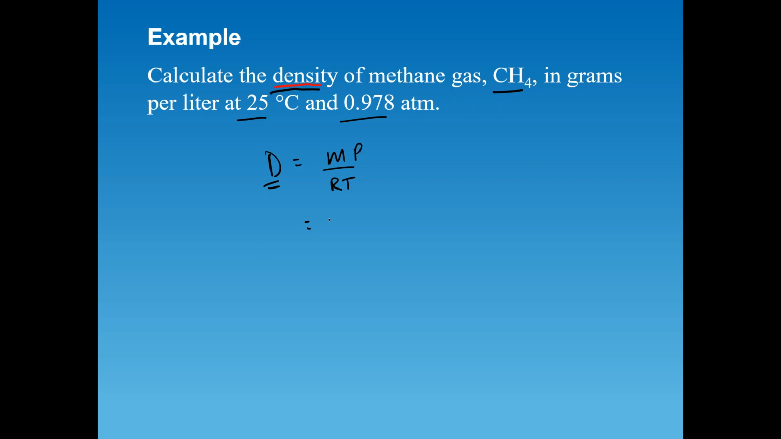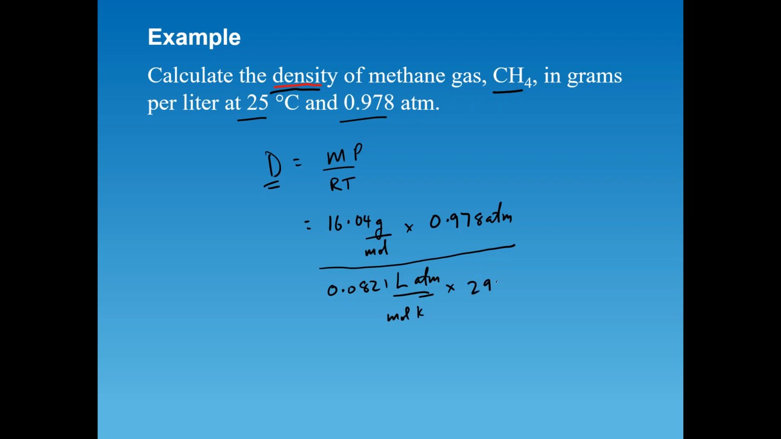So 16.04 grams per mole would be the density of methane multiplied by the pressure, which is 0.978 atmospheres, and then divide that by R, which is always going to be 0.0821 liters atmospheres over mole Kelvin. Can't forget all those units. And then we multiply that by the temperature in Kelvin. Now they gave you the temperature as 25 degrees. So when we add 273 to that, that becomes 298 Kelvin.